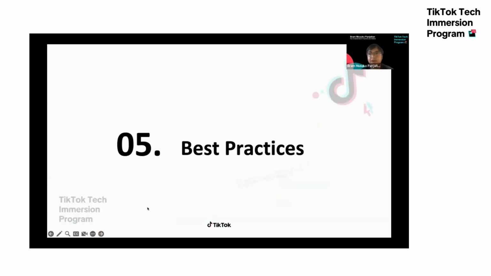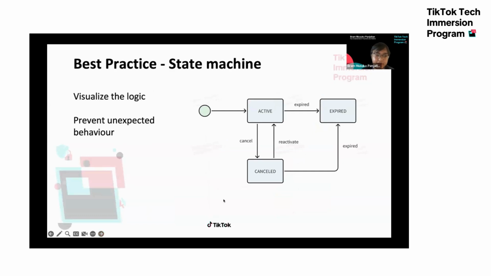Okay, now we can go to the last part. Some of the best practices that we can use to handle the backend. First is state machines. A state machine is the transition of each state and which action can be applied for a specific state. There are some benefits in the state machine. We can visualize the logic and also prevent unexpected behaviors.